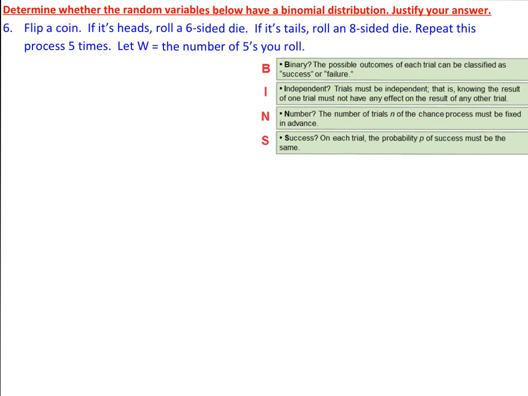So this one's a little crazy. Flip a coin. If it's heads, roll a 6-sided die. If it's tails, roll an 8-sided die. Repeat this process 5 times and let W be the number of 5s that you roll.